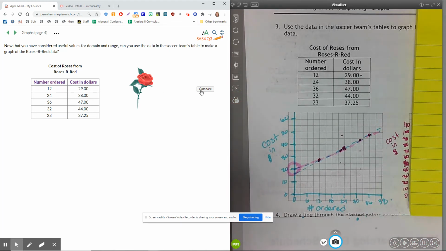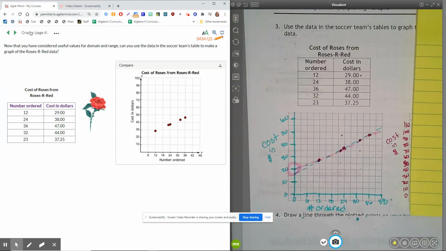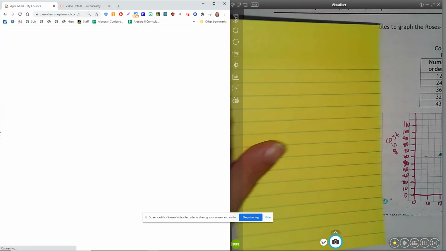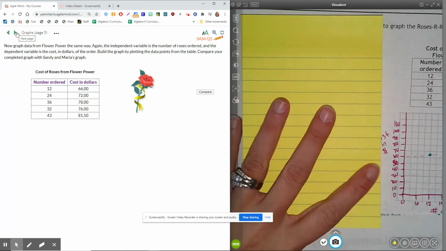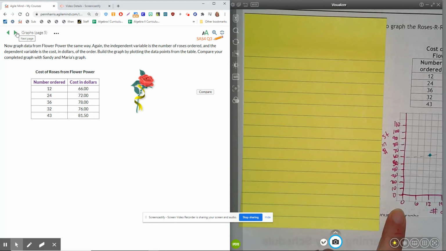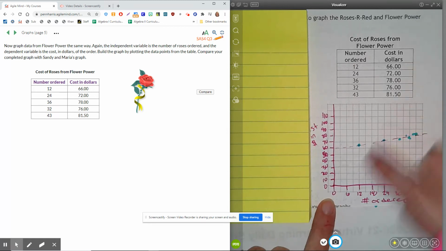So now what I want us to do is go through and do the same thing for our Flower Power. Again, I had to pay attention to my numbers. We took the same numbers of comparison, and I had my 12 all the way up to 43. So my bottom did not change at all. However, my Y values did change. Now it doesn't even start till $66 and my biggest number is $81.50. So I had to adjust these.